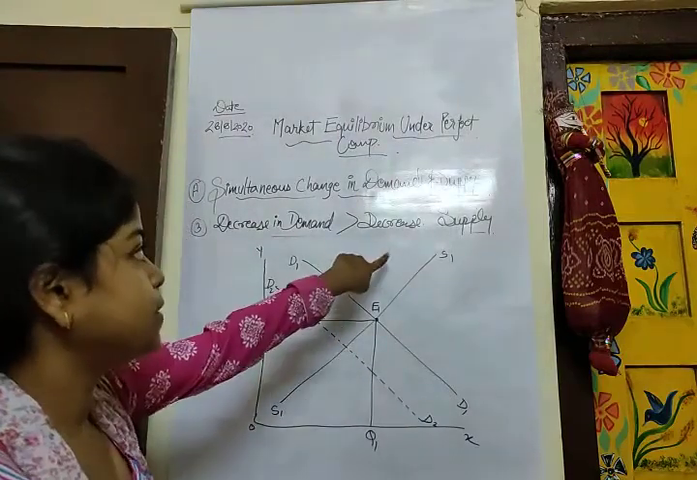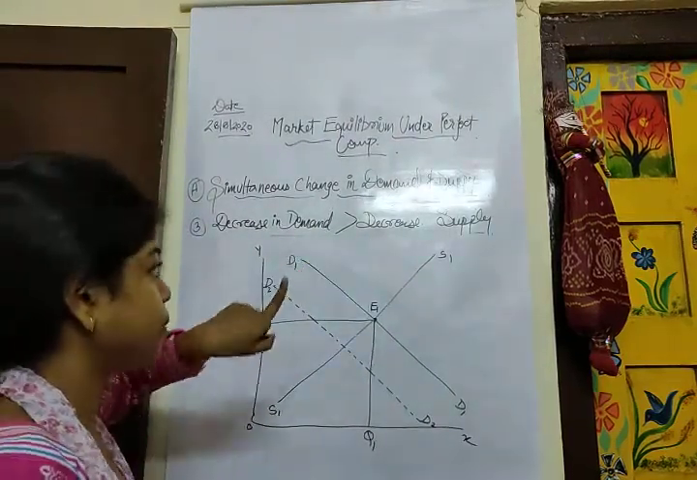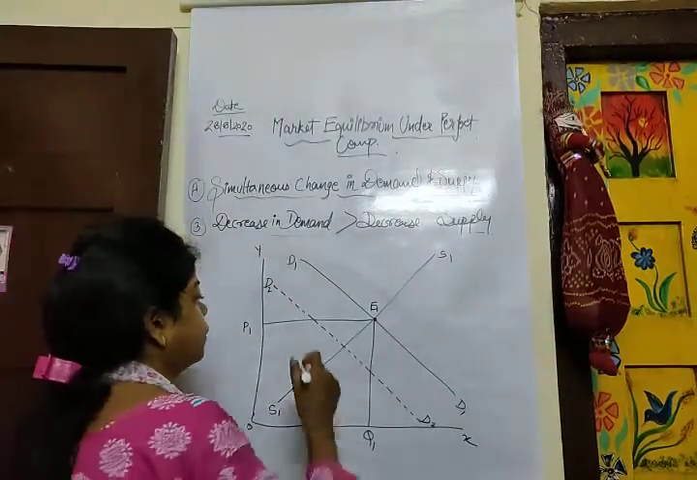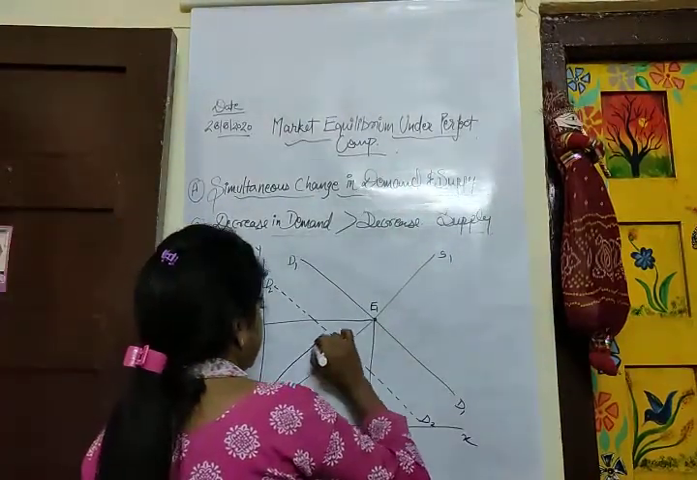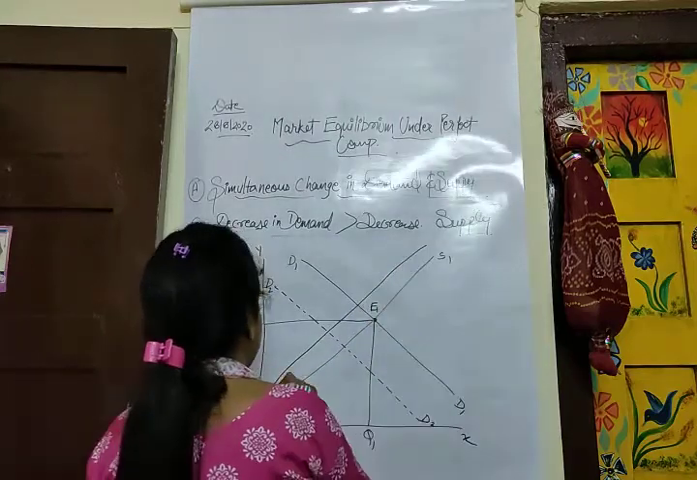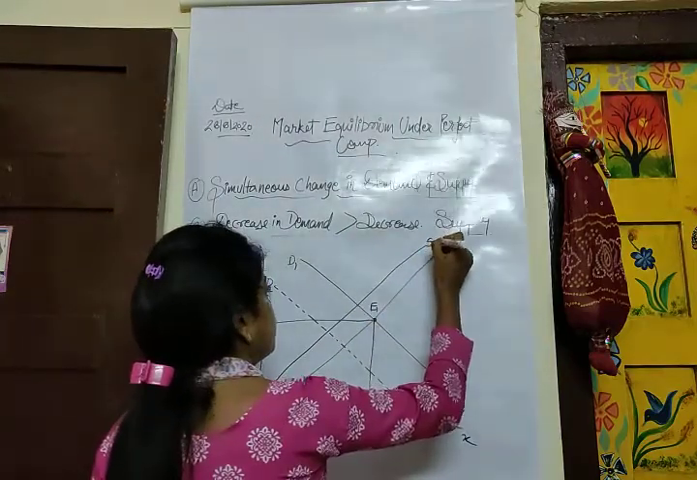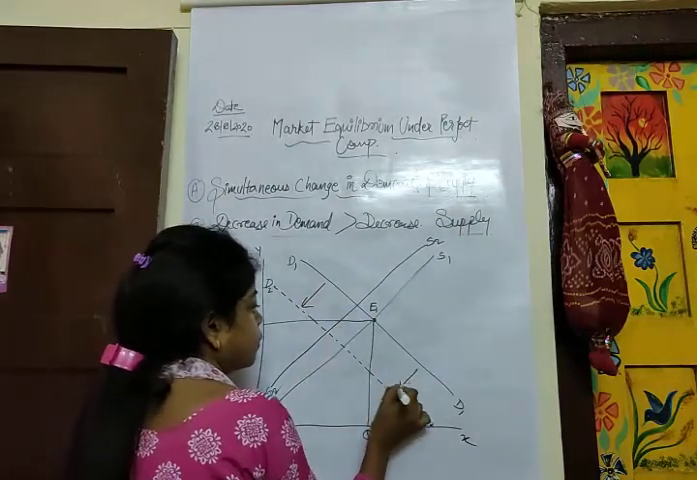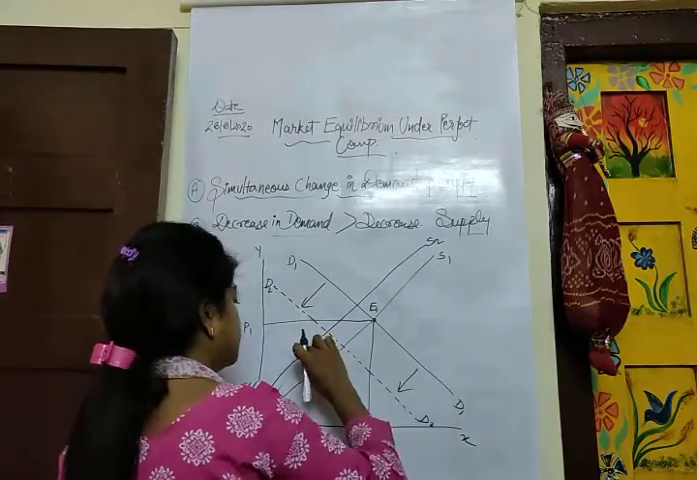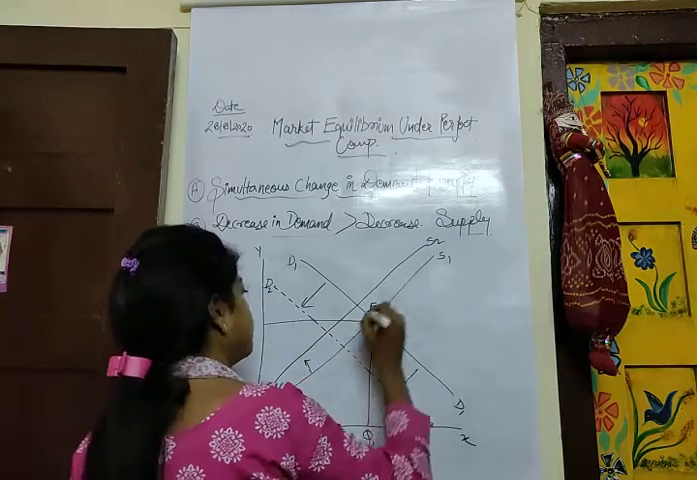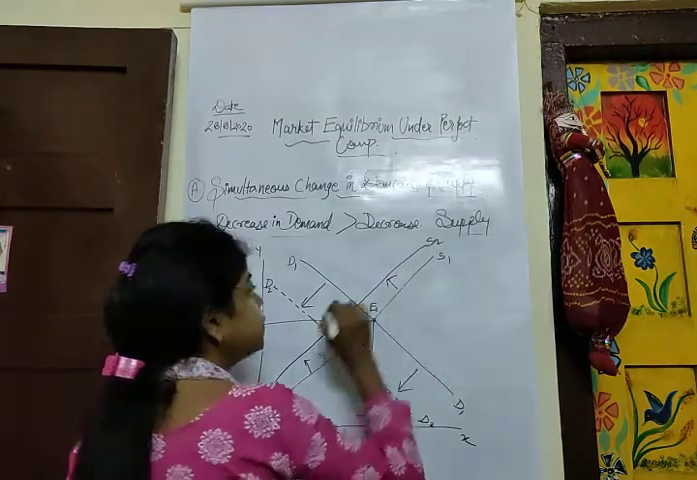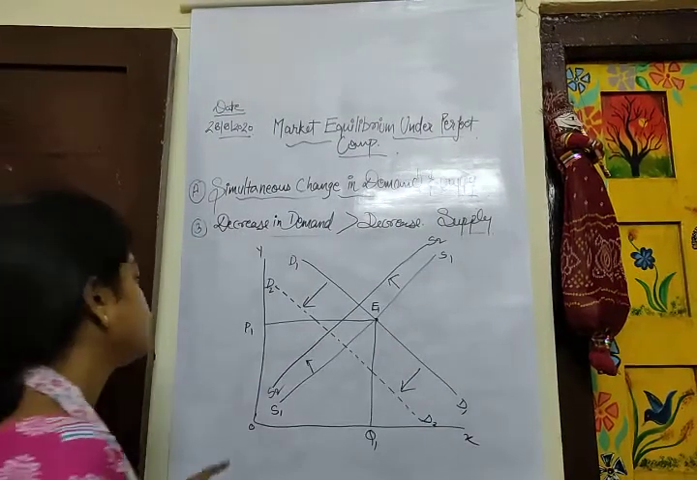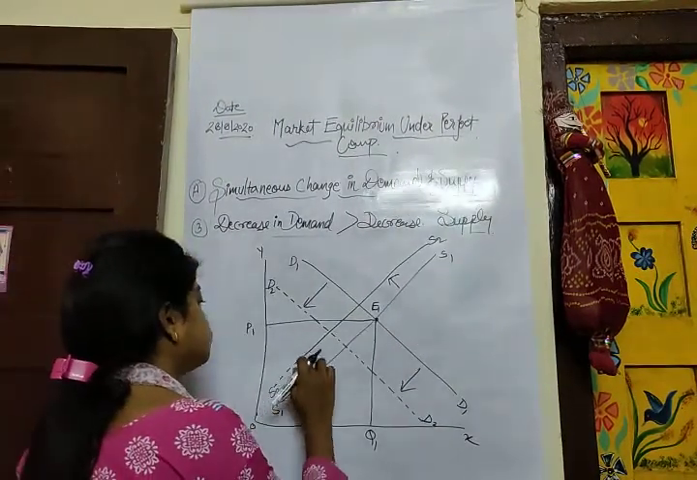Now decrease in supply, but less than the decrease in demand. When the supply decreases, the curve goes upward. It means like this. Look at the gap. This is the gap, and now this is the gap. The gap should be less in supply because supply is decreasing less than the decrease in demand. So S2 is this.